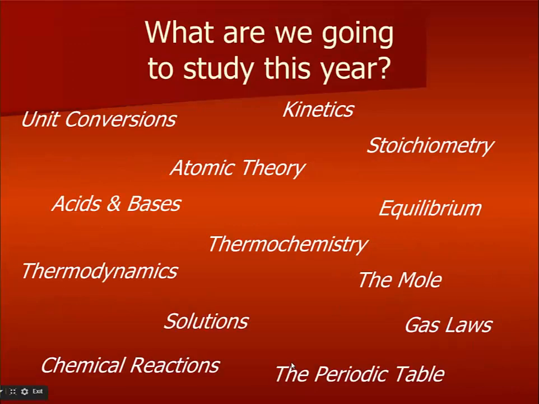So now, what are we going to study this year? CP Chemistry covers basically everything that you would do in a normal college chemistry class. So we cover everything from unit conversions to acids and bases. It covers a lot, so this is what we're going to do. And I'm going to try and make this as interesting as possible. And you're going to see some pictures from the class from last year and the previous years so you can get an idea of the kinds of things that we do.